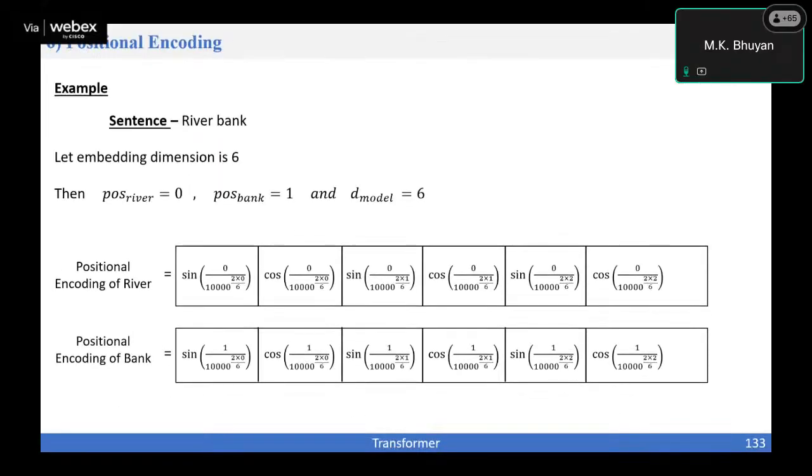So one example is the river bank. If I see the position of this word river, the river position is 0 and the position of the bank is 1. And if I consider the dimension of the model is 6, we can determine the positional encoding of the river by using this formula. So we have 6 dimensions: sine theta, cos theta, sine theta, cos theta, sine theta, cos theta. That is the positional encoding we are determining for the river. Similarly, for the bank also we determine sine theta, cos theta, and the dimension of the vector is 6.